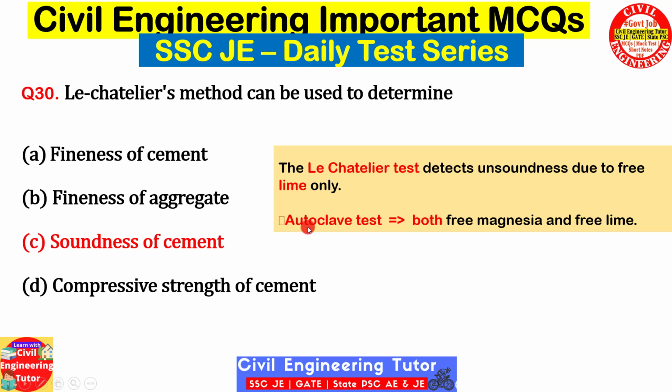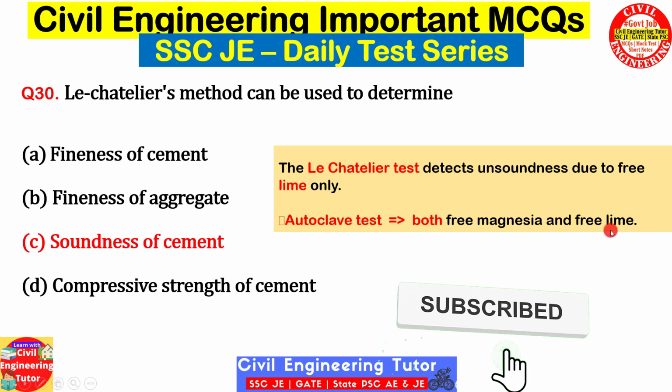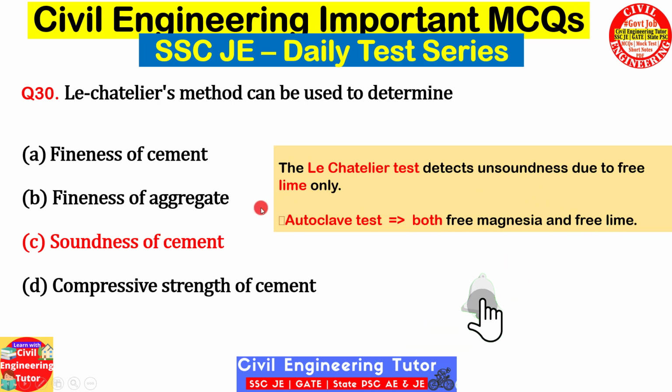But first you have to remember the reasons why unsoundness occurs in cement. Unsoundness is basically due to the presence of free magnesia and free lime. Now using the Le Chatelier test we can only detect unsoundness due to free lime, and using the autoclave test we can determine unsoundness due to both free magnesia as well as free lime. So questions may be asked in this way also, that the Le Chatelier test is used to measure unsoundness due to free lime, free magnesia, both or none. So the correct answer will be only free lime.